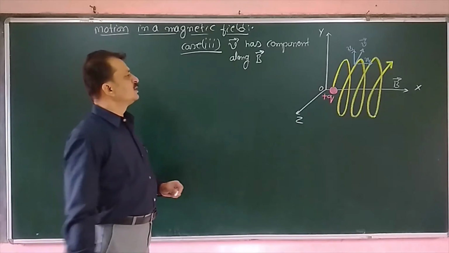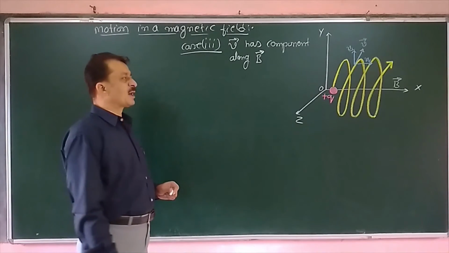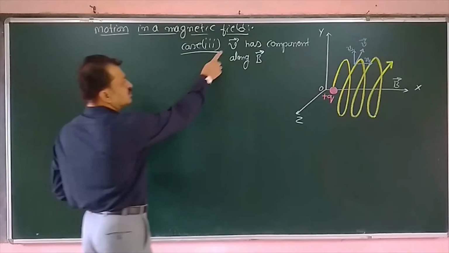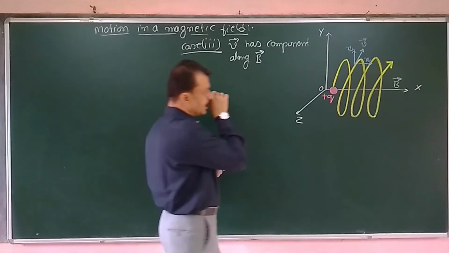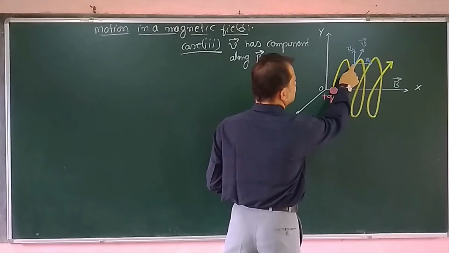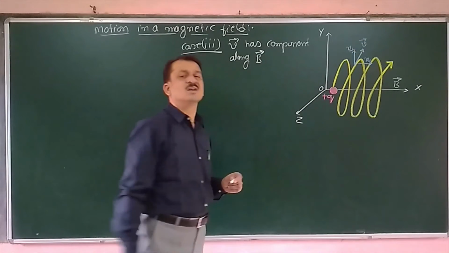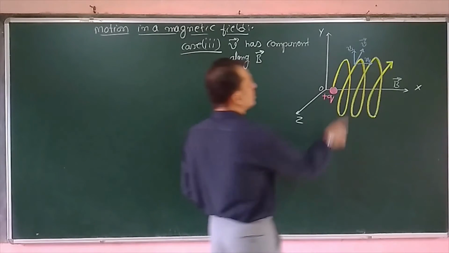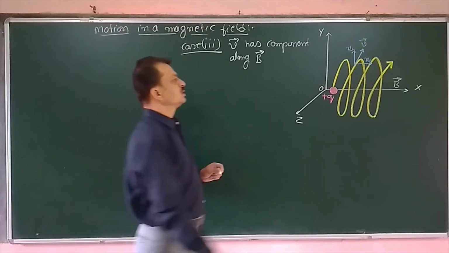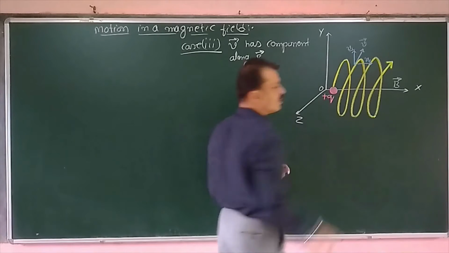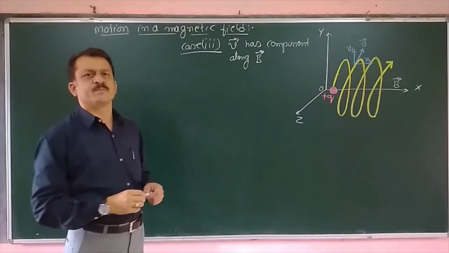If that is the case, then what is the nature of motion of that charged particle in the presence of a magnetic field? Now since the velocity has a component, we will resolve that velocity. Now here we have resolved the velocity. The actual velocity is along this direction. It is neither parallel nor perpendicular to the field. Therefore it is resolved into a horizontal component and a vertical component. Now the horizontal component we have represented as V parallel and the vertical component as V perpendicular.